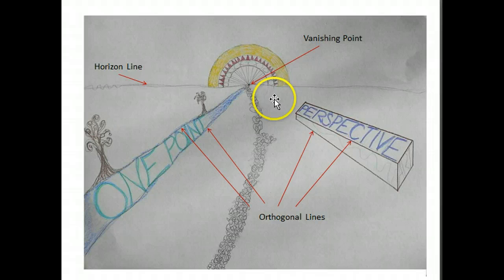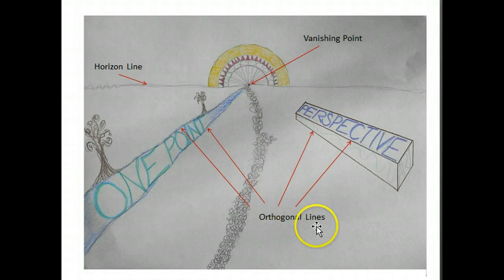Now, in this drawing, I have pointed out the vanishing point, the horizon line, and the orthogonal lines. A vanishing point can be more than just one dot on a page. It can be an entire area, like this sun here. It can be the vanishing point area. The horizon line always runs horizontally through the painting or drawing, and often it will cross the vanishing point area.